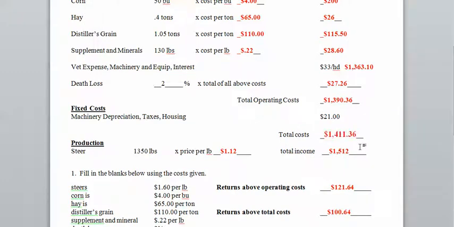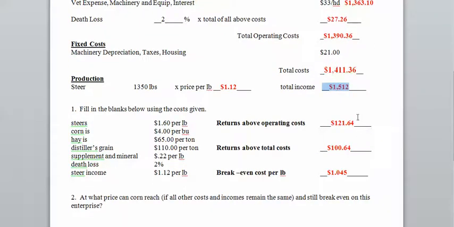$1,411.36. Now our income, our production is a 1,350 pound steer at a price of $1.12 a pound, or $112 a hundredweight. That'd be the same as $1.12 a pound. We take our price per pound times number of pounds to get a total income of $1,512. That's our total income. Here's our total cost. So hey, it looks like we're going to make some money here.